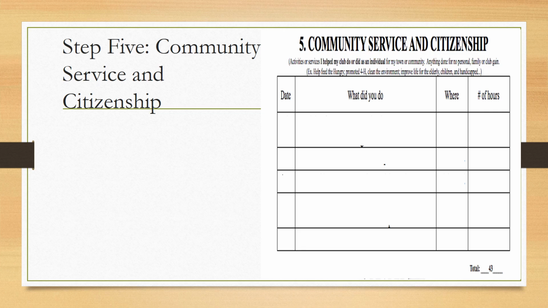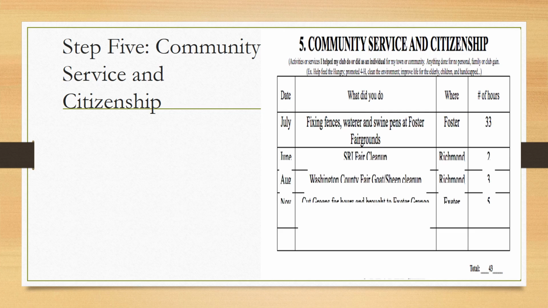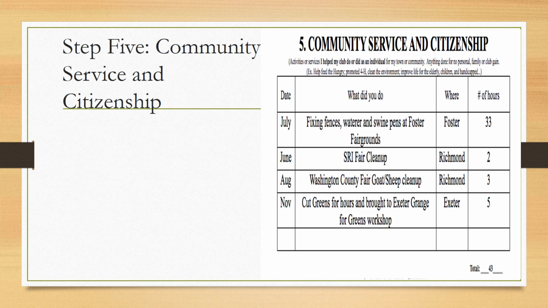How you list these is by putting down the date, describing what you did, where you did it, and for how long. At the very bottom of the sheet, you see a little box that says total. There, what you're going to do is tally up all of the number of hours and just simply put the total.